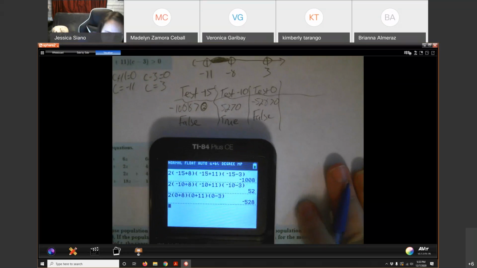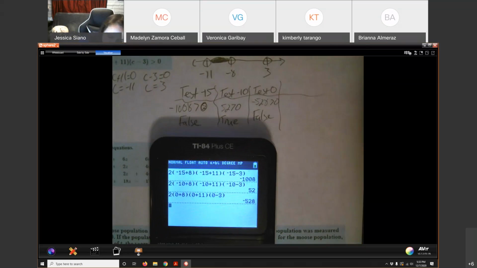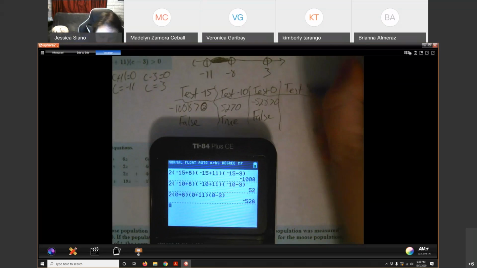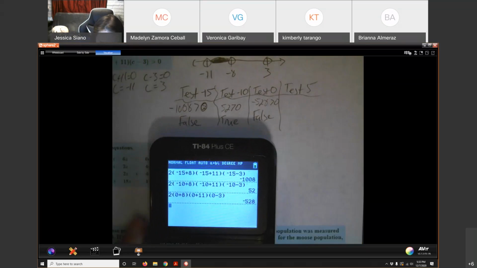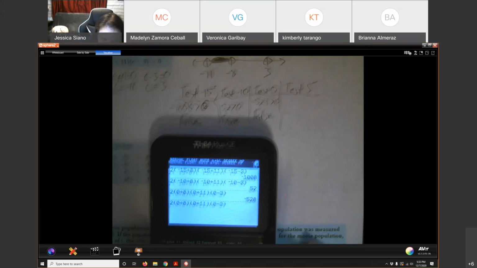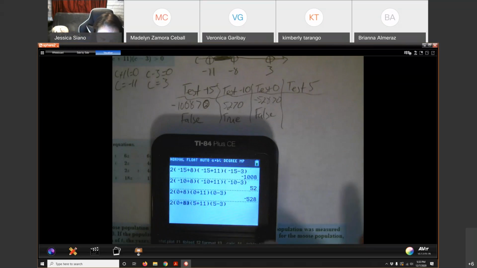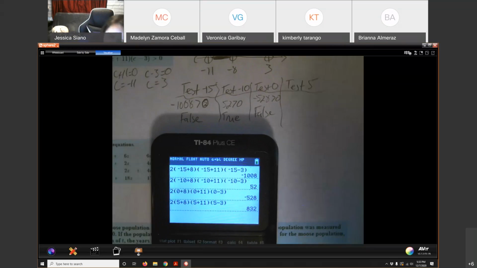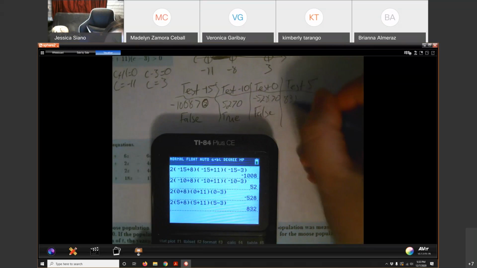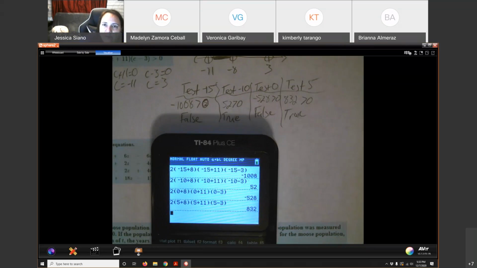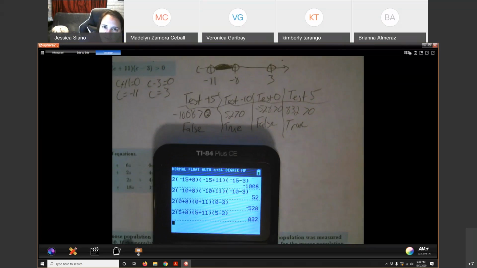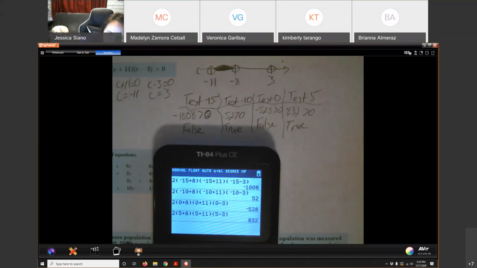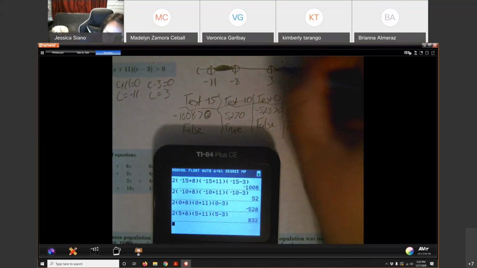And so now I'm going to test a number to the right of 3. Let's try 5. Any number to the right of 3 would work. So you could have also done something like 500 if you want to, as long as it's to the right of 3. Now, when I plugged in a number to the right of 3, I also got a true inequality. So I'm going to shade in the graph to the right of 3.